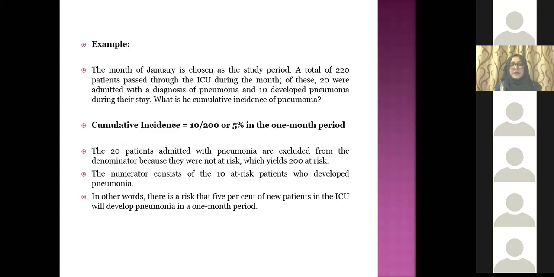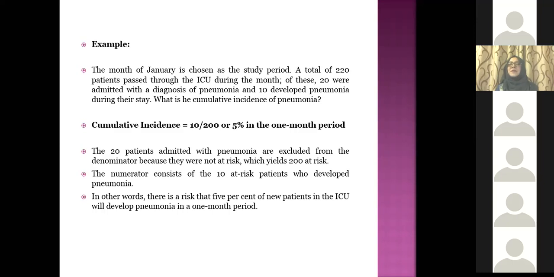So the example is: the month of January is chosen as the study period. A total of 220 patients have passed through the ICU during the month. Of these, 20 were admitted with a diagnosis of pneumonia, and 10 people out of that developed pneumonia during their stay. So these were the new cases.